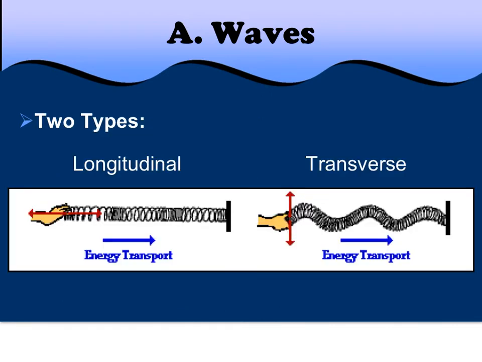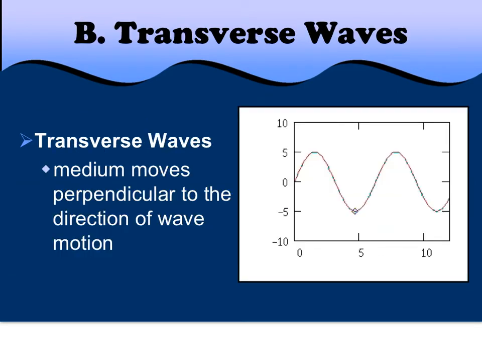There are two types of waves you need to be familiar with. One is longitudinal and the other is transverse. Note that for both of these types of waves, the energy transport is in the same direction. They just move differently. In a transverse wave, the medium moves perpendicular to the direction of the wave. So in this example, the wave is still moving in this direction, but the medium is moving up and down.